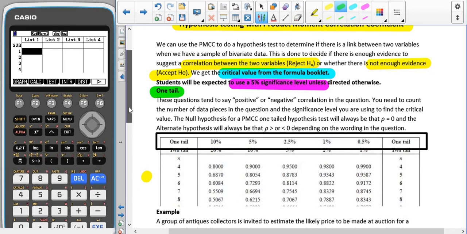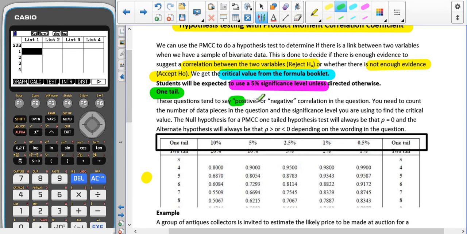So in PMCC, the one-tailed hypothesis tests are looking for either a positive or a negative correlation. And usually it will say the words positive or negative in the question. However, sometimes it could just describe the correlation. So as one variable increases, the other variable increases, or as one variable increases, the other variable decreases. That suggests a positive or negative correlation, respectively. So you need to be careful. If you don't see any keywords, you need to be reading it carefully to decide what kind of situation it's trying to describe.